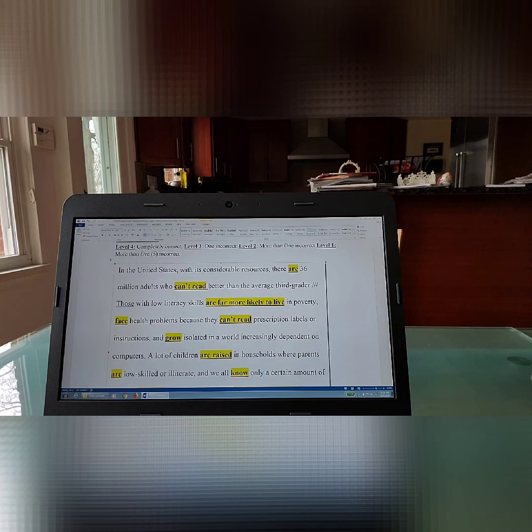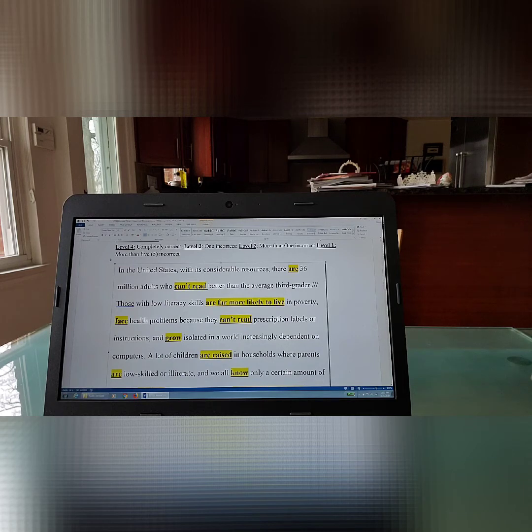So there is really the subject that we're talking about. So in the United States, right, there are, right? And then are is telling you what exists in the United States. Well, 36 million adults exist, right? So again, are being a state of being verb, this is really giving me information about that, right?